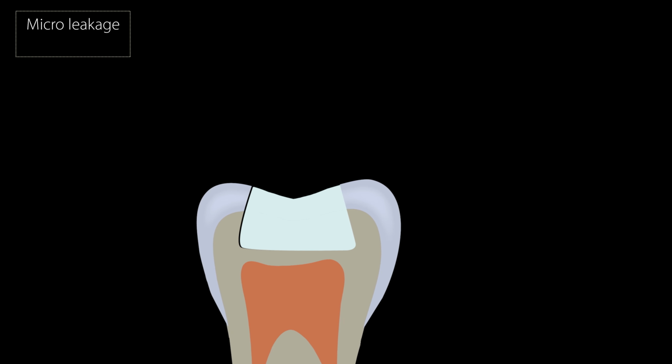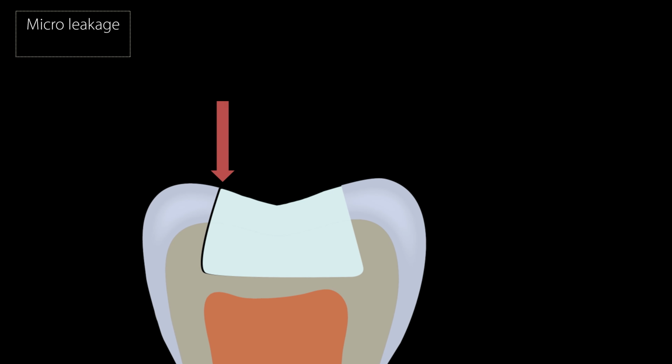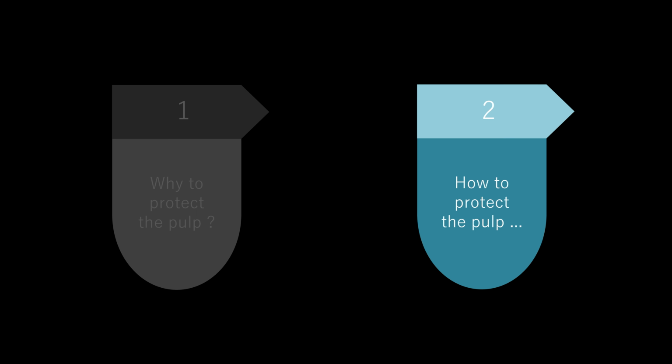So once this happens, there is ingress of bacteria and the fluids causing sensitivity. This is one of the most common reasons for sensitivity after doing a composite restoration. So we have seen about the different insults which could happen to the dental pulp.